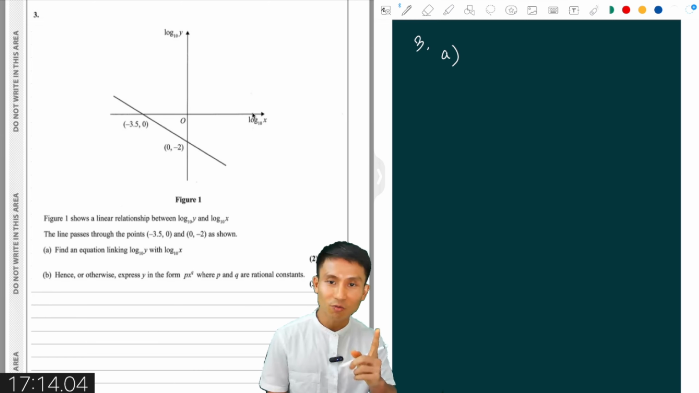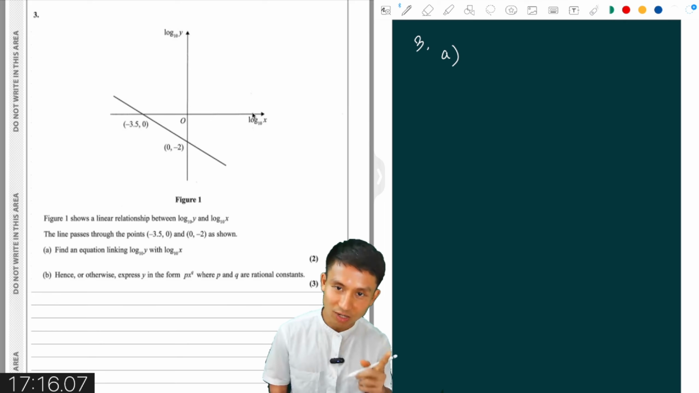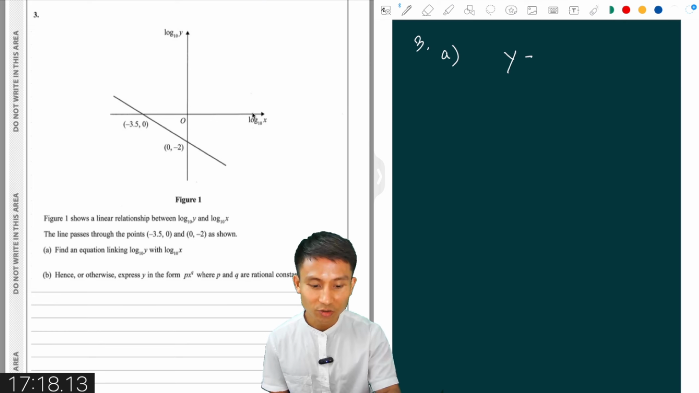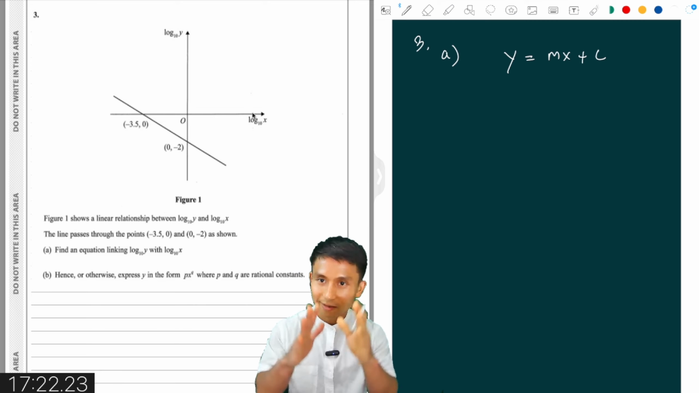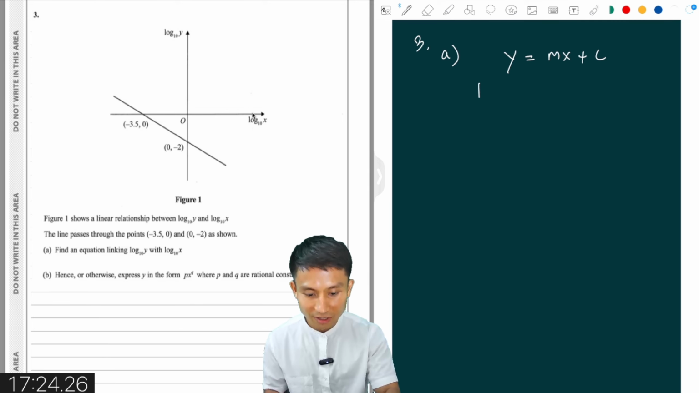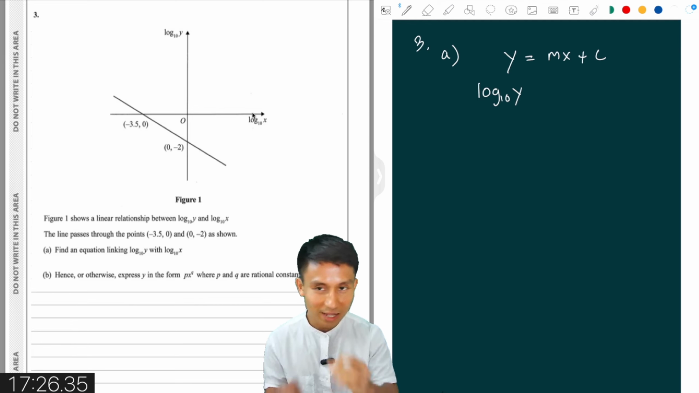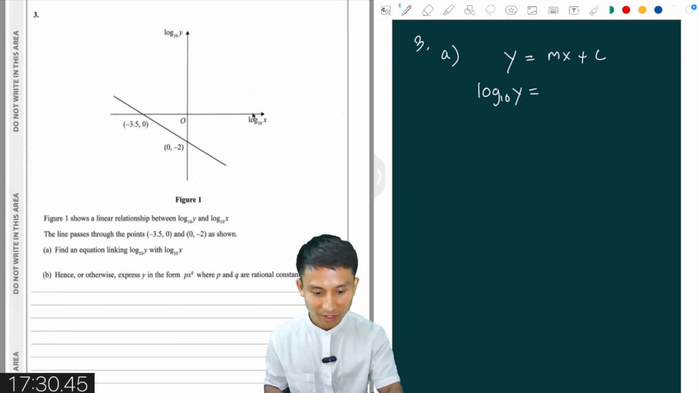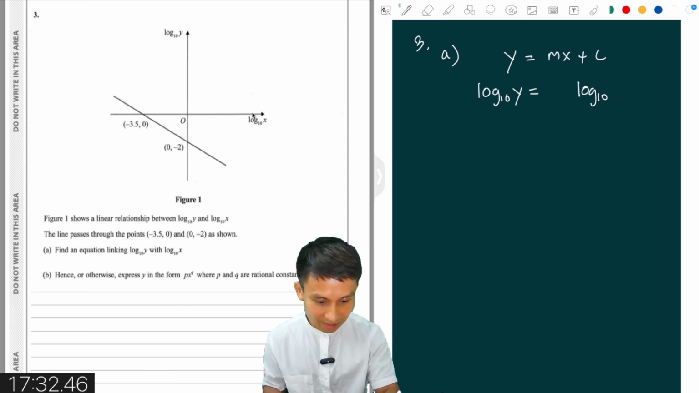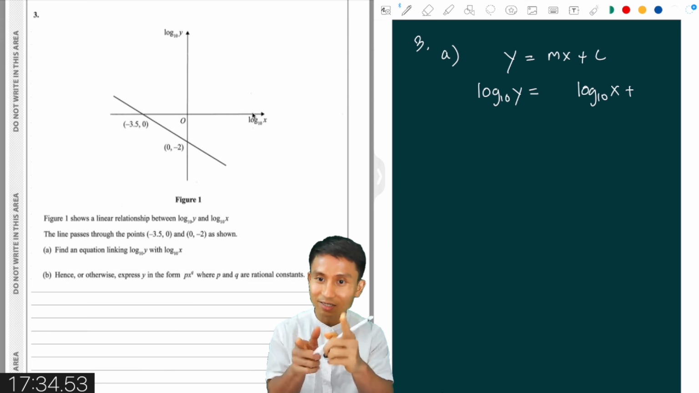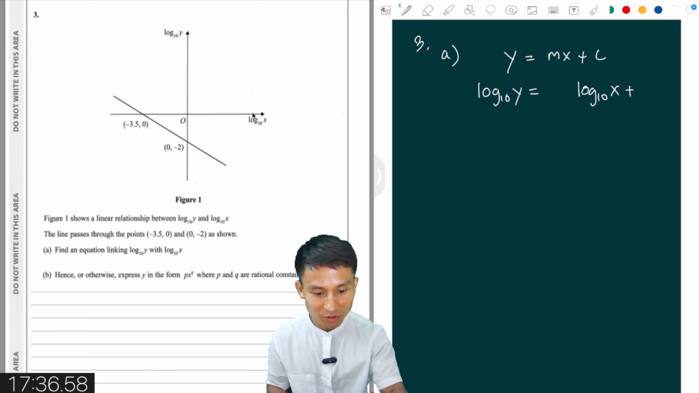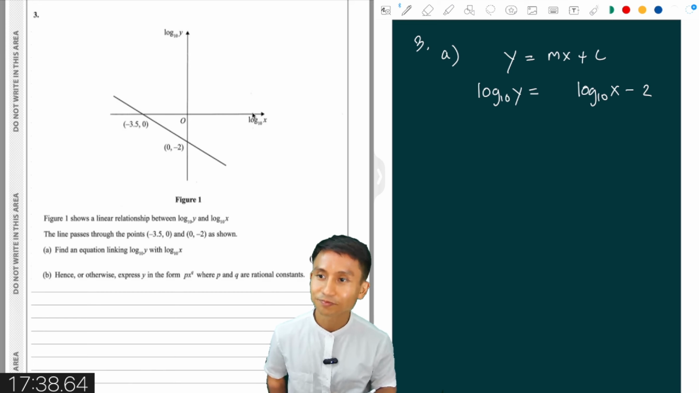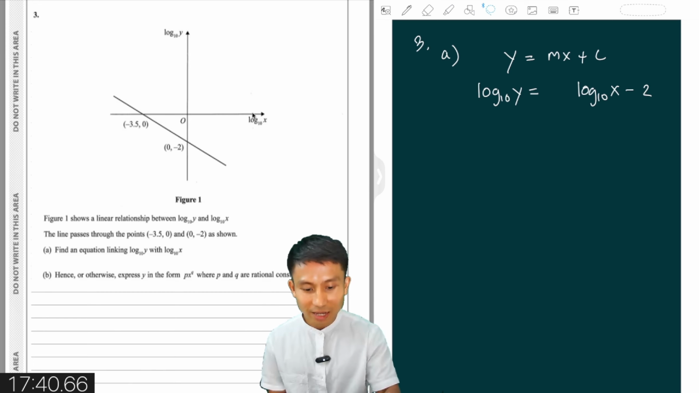They ask for log 10y and log 10x and they give you a line. So according to the linear equation form here, you just change y to log 10y. Don't do anything else. The gradient, you find it by yourself. And x as log 10x. Don't do anything else. And the y-intercept here happens to be -2. They give you that already in the graph. Well, what is the m?